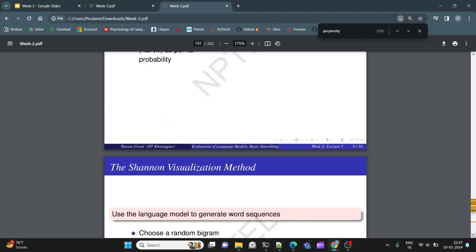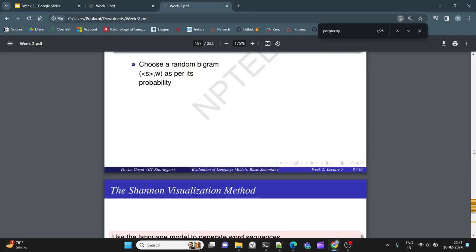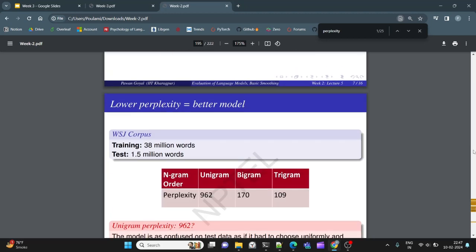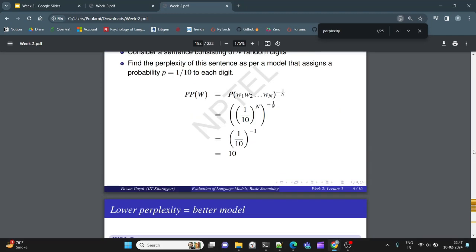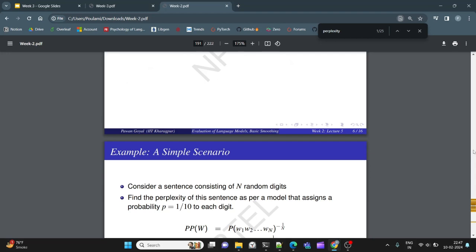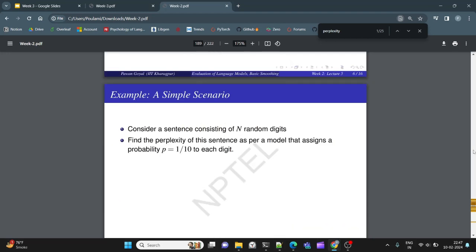So I think the understanding of perplexity is there now. I hope you all can understand what perplexity is.